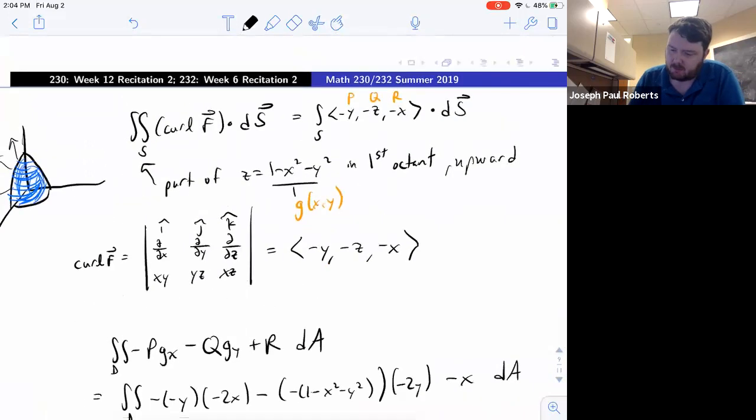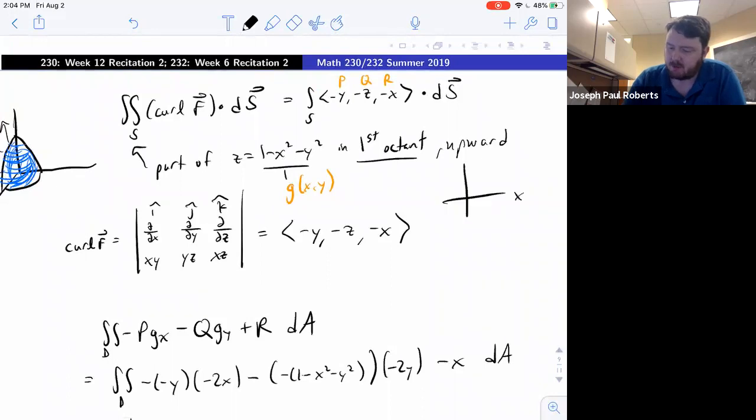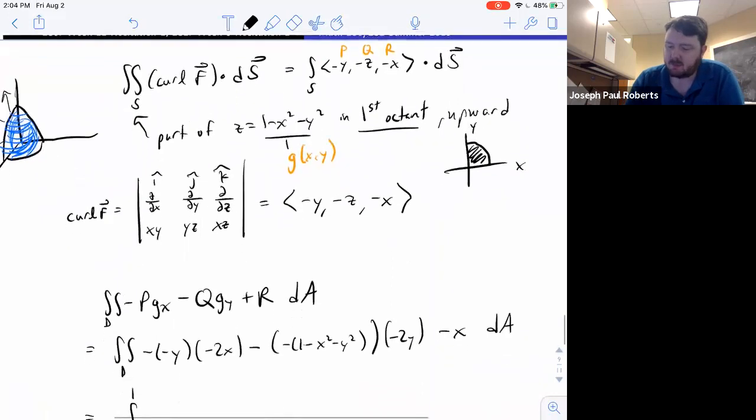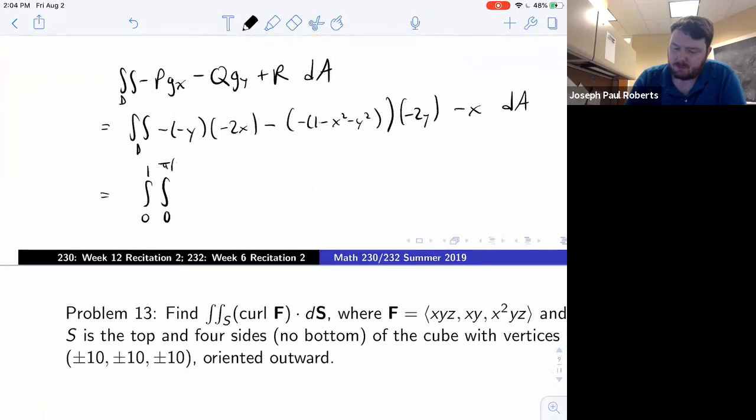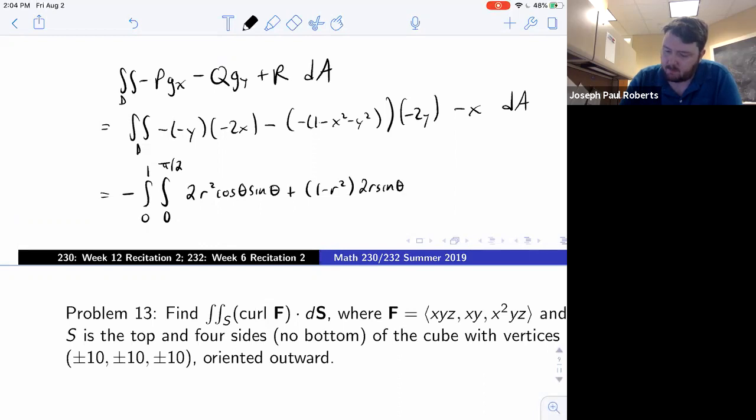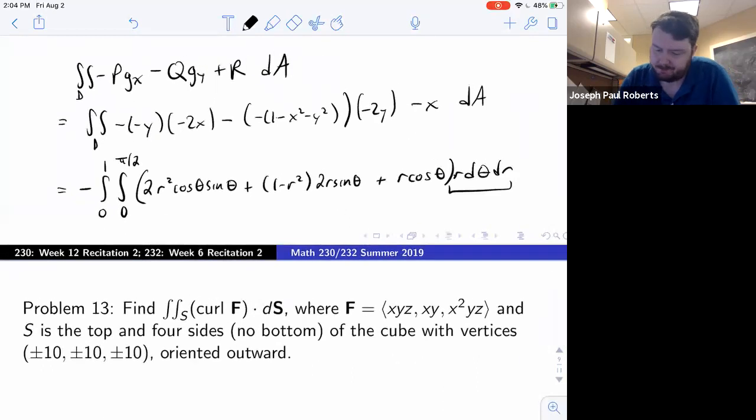So anyway, it's the part in the first octant, so the xy shadow is this quarter disk. So you'll do 0 to 1, 0 to pi over 2. So I'm just going to put a minus outside for everything. I'll have a 2r squared cosine theta sine theta plus 1 minus r squared times 2r sine theta plus r cosine theta, but then everything gets hit with an extra r when we switch to polar, and then just go from there.